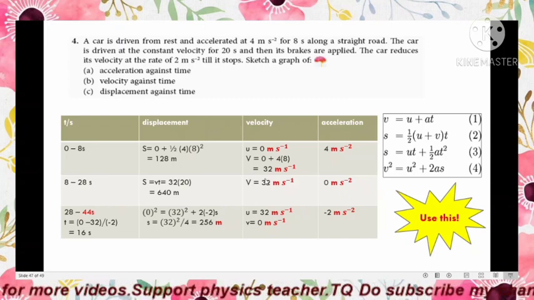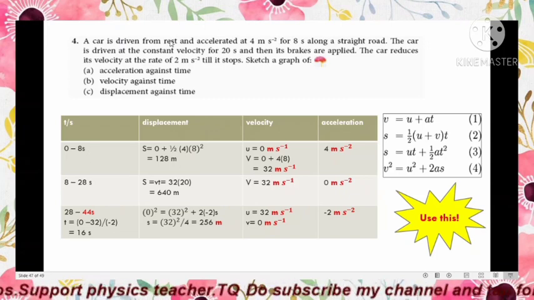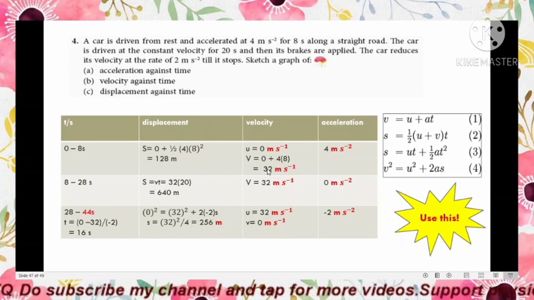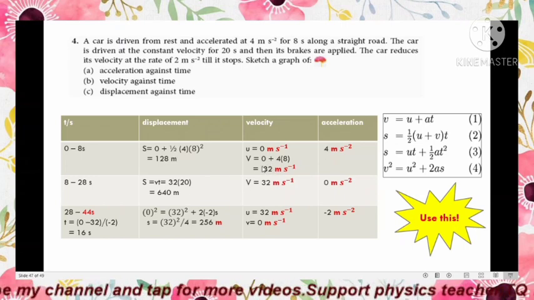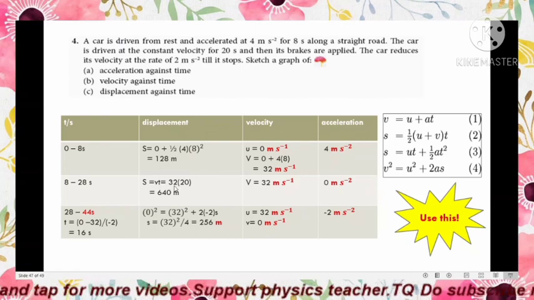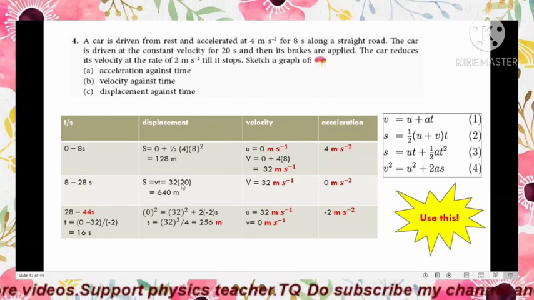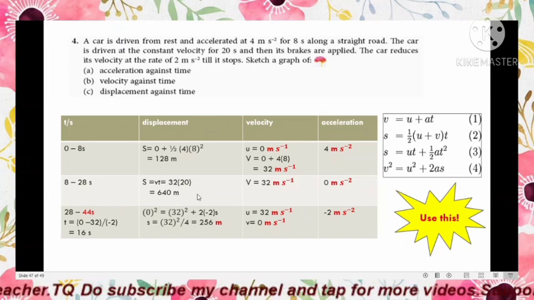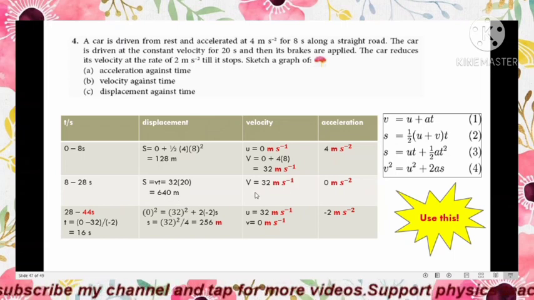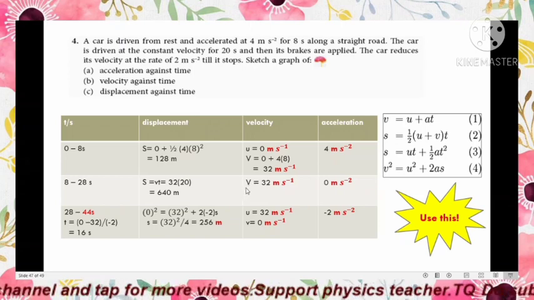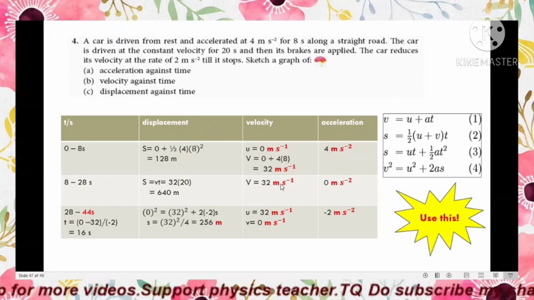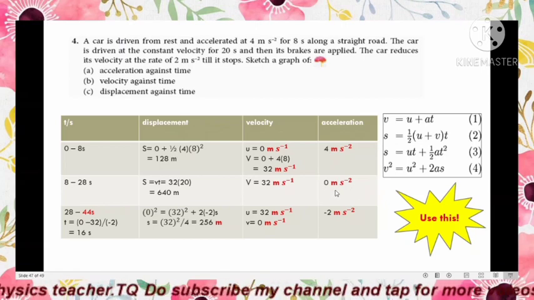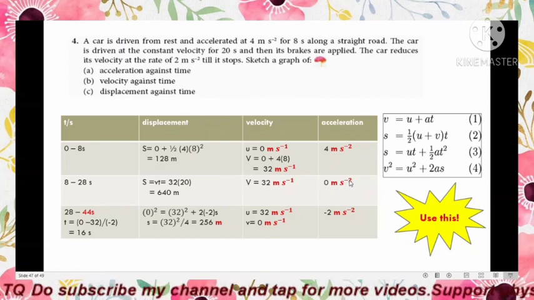At 8 seconds, the velocity achieved by the car is 32 meters second negative 1, meaning it will continue to move with that velocity. So that's why here for V we use 32. Okay, so 32 times time taken 20, so we have 640 meters. Velocity we have calculated above, because uniform velocity, so V equals 32 meters second negative 1. And acceleration you can write straight away 0 meters second negative 2.